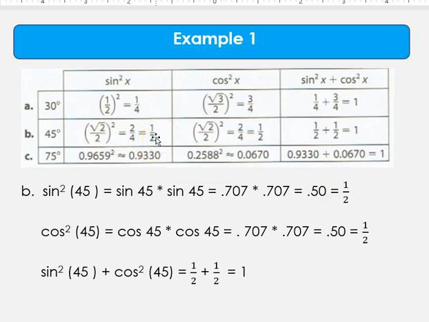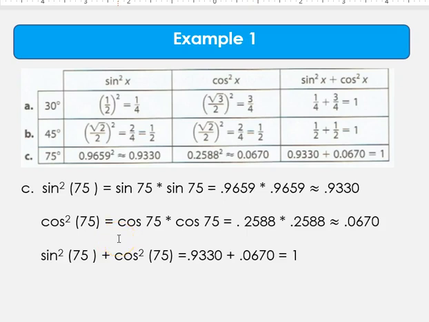And guess what? The cosine and the sine are the same here. And that's because, remember back to your 45-45-90 right triangle, you have two 45-degree angles. So sine and cosine are the same in that triangle. And 1/2 plus 1/2 would equal 1. So your sine squared 45 plus cosine squared 45 equals 1.